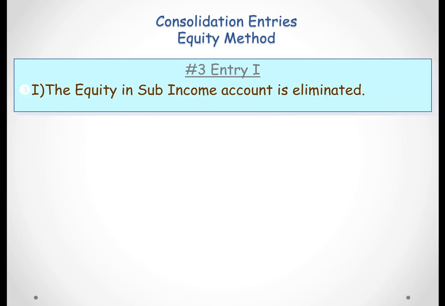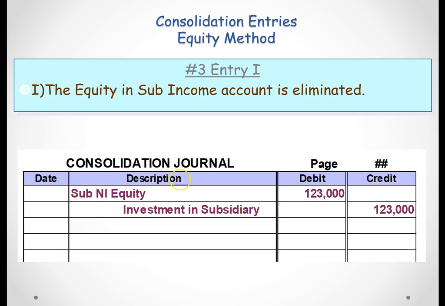Now we're going to do our next entry, and we are going to get rid of the equity and sub income. So we're going to debit our investment account and credit investment in subsidiary. So we're going to debit and take that income off the books with this debit entry, and we are also going to credit the investment account.